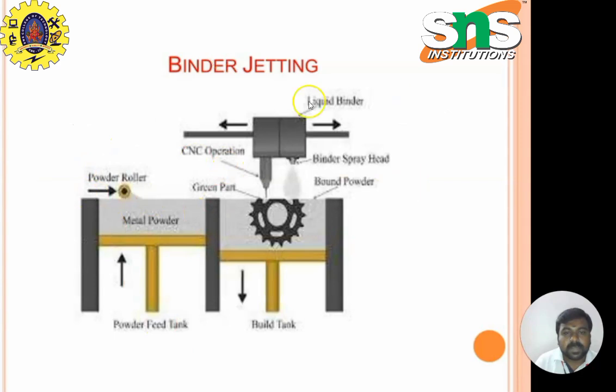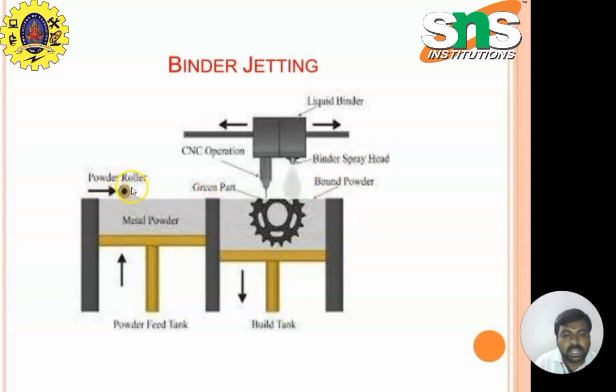So this is the representation of a binder jetting process. It consists of two platforms. One is the powder feed tank, another one is the build tank. These are the two tanks. Then the liquid binder, filled with the binding material. Then the binder spray head, bound powder and green part, and the powder roller.